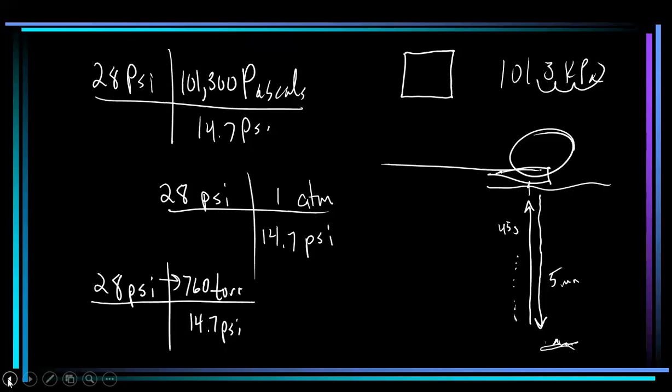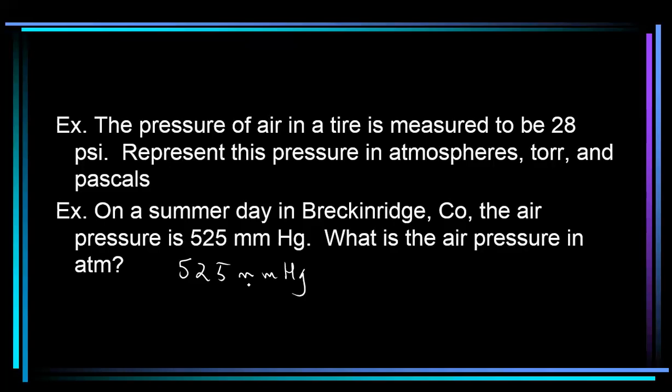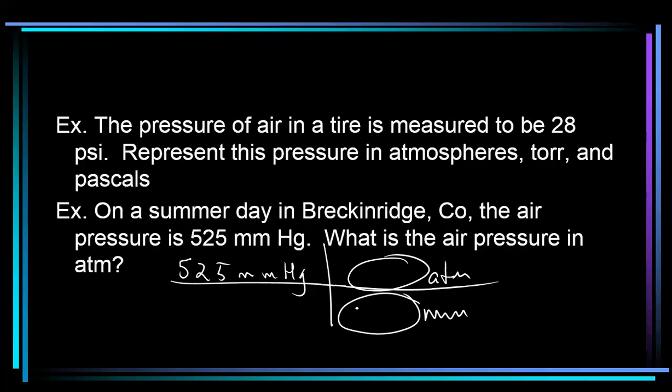Okay, so last question. Breckenridge, Colorado. 525 millimeters of mercury. Convert to atmospheres. So tonight's homework, besides studying for the test, is really easy because where do you find these numbers? Periodic table. No, they better not be on the periodic table. Memorize them.